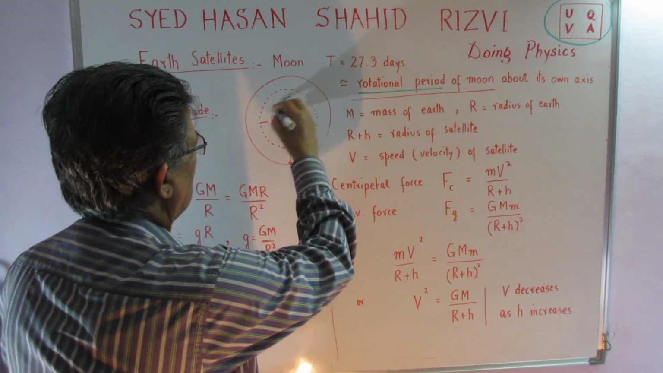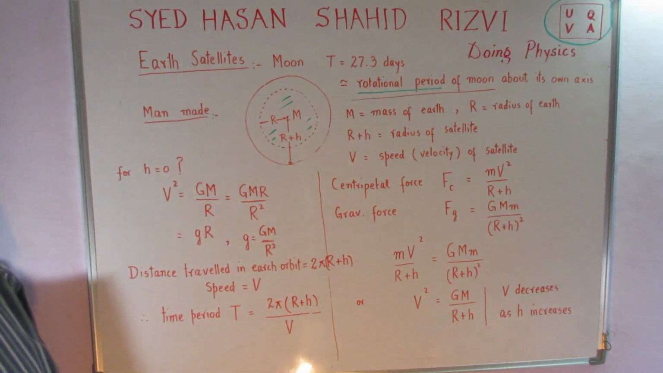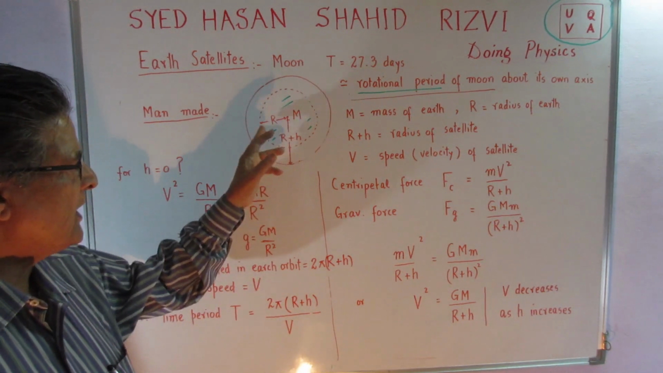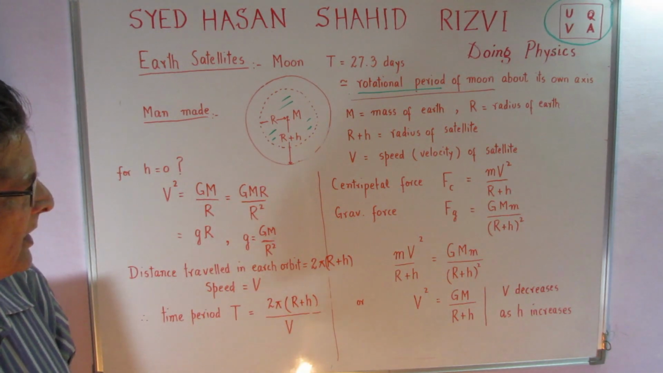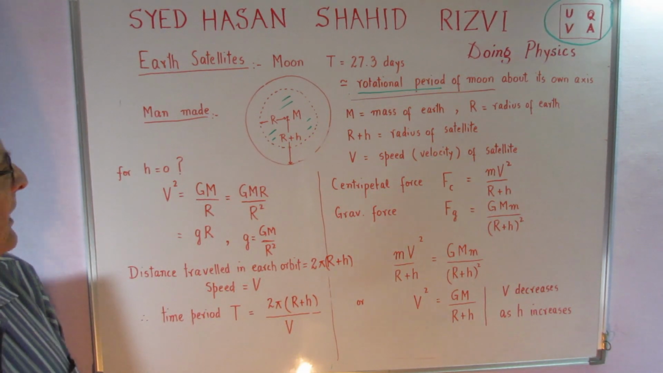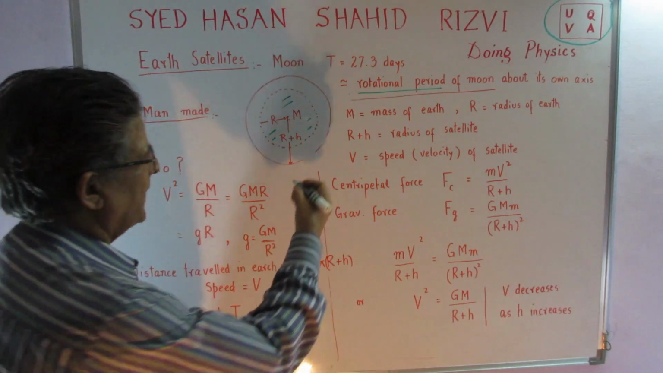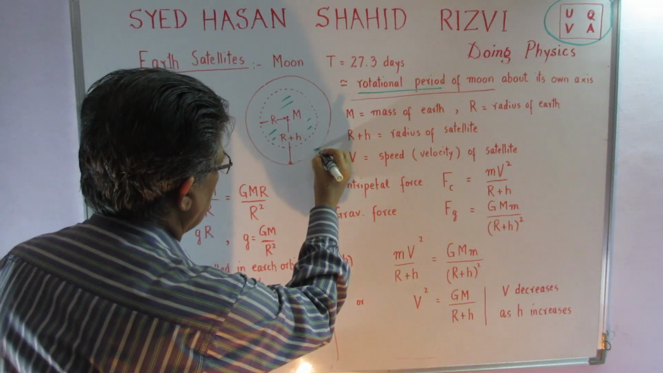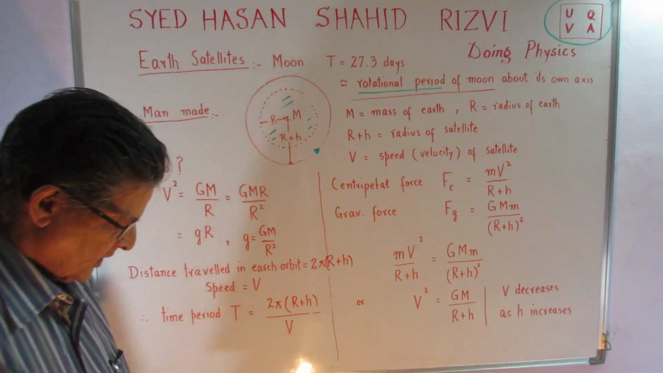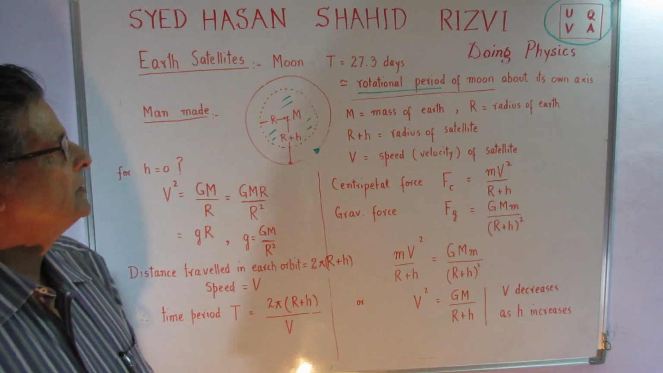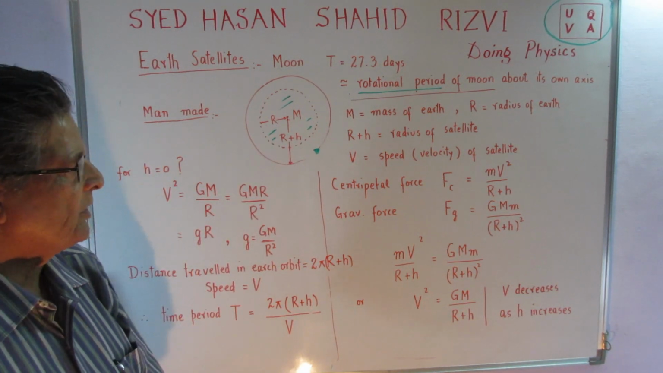Okay. Now then, whether it is the Moon or a man-made satellite, this is the Earth. A spherical body, we have taken the Earth to be of mass m and a radius capital R. The satellite is going around the Earth at a distance of R plus h from the center of mass of the Earth and at a height h above the surface of the Earth.